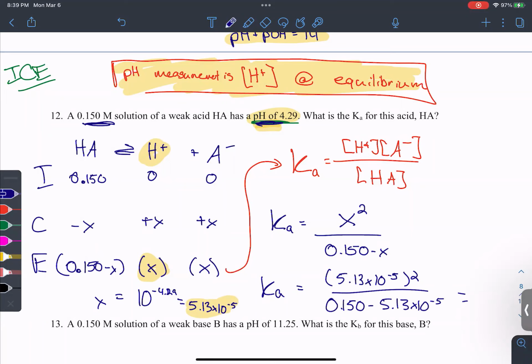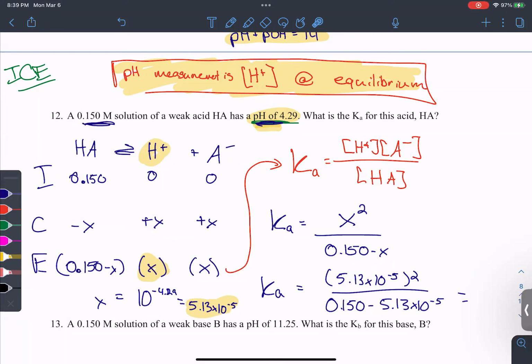Okay, so let me just back up one little step. This Ka expression probably looks familiar. You've done a ton of Ka expressions that look like this: X squared over initial concentration minus X. What do we often do to the denominator? Neglect X. I did not neglect X here. Why? We're given X. Do not neglect X in this example because we know what X is. The only reason we neglect X in calculations is why? To avoid the quadratic.